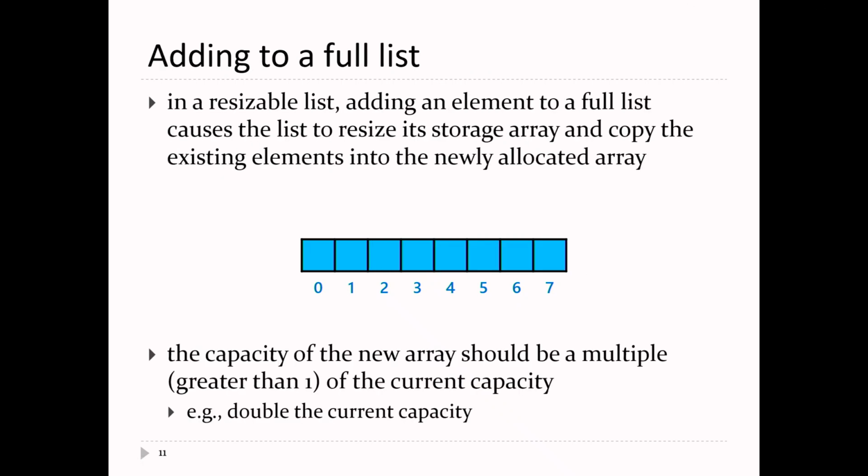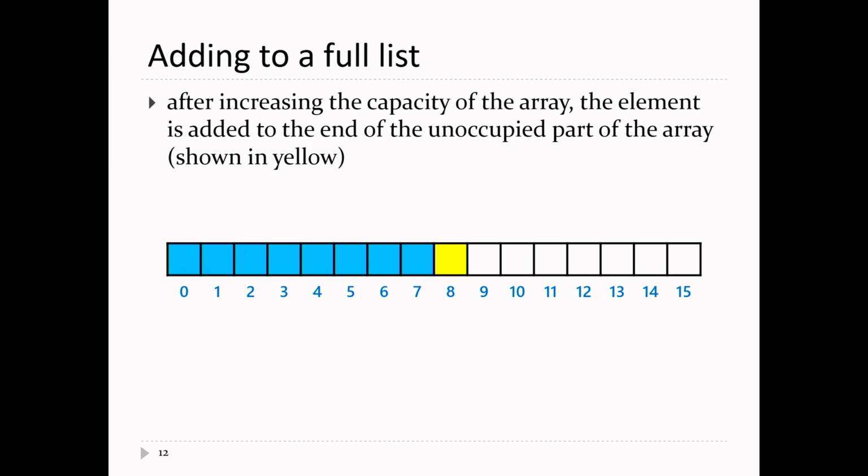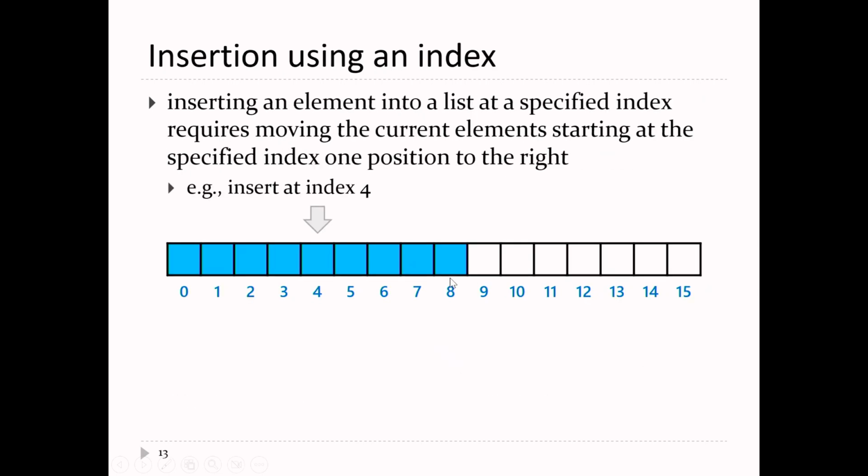All right, so in a resizable list, if you have a full list, you have to increase the capacity of the underlying array. So here I've got a full list. If I want to add another element to this list, I don't have room, so I need to make room for that new element. And the way you do it is you make a new array that's bigger than the existing array, copy all the elements from the old array into the new array, and then add the new element. So that requires making a new array and copying elements from the old array.